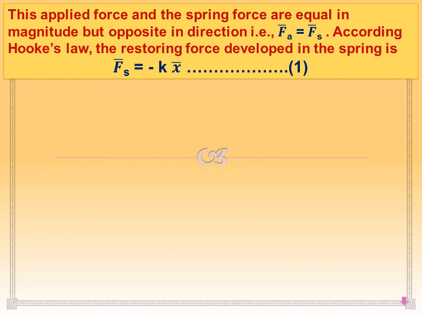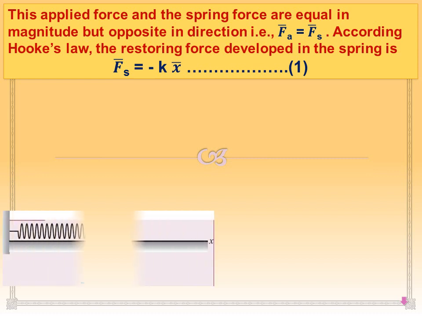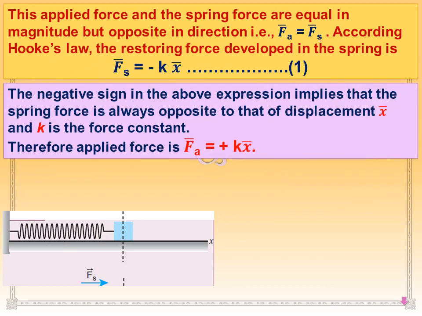As long as the spring remains in equilibrium position, the potential energy inside the spring is 0. So you can see as long as it is at its original position, the potential energy is 0. The negative sign in this equation, minus kx vector, implies that the spring force is always opposite to that of the displacement x vector, and k is the force constant. Therefore the applied force Fa vector is equal to plus kx vector.